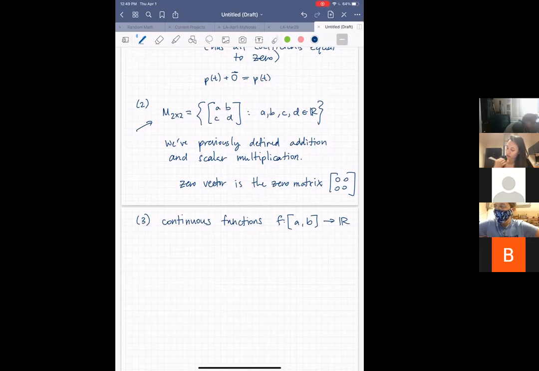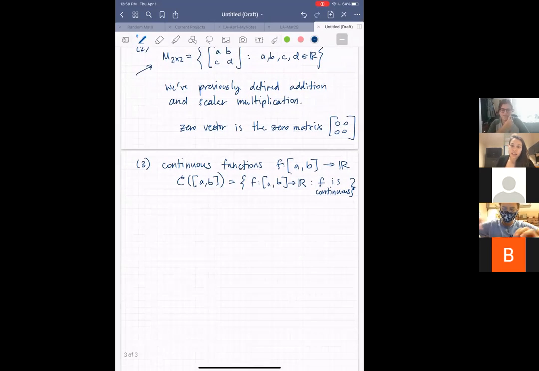We have a particular notation that we use for this. We use a script C, and C stands for continuous, right? And then we put the domain in parentheses. So this is the set of functions from A, B to R such that f is continuous.